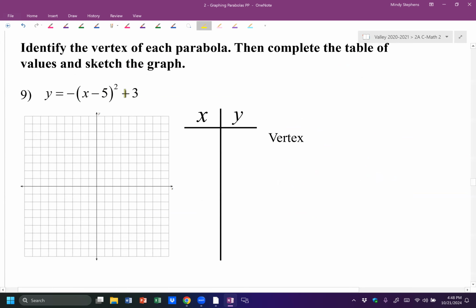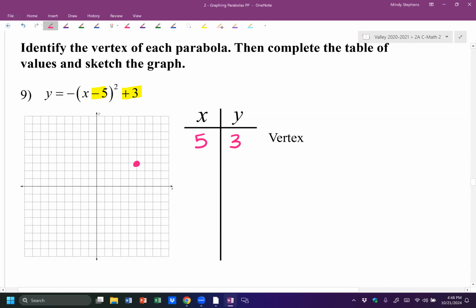So first we're going to find our vertex, which is these 2 numbers. So we change the sign of the 5. So it's going to be a +5 and a 3. So let's graph that one first. So we're going to go right 5 and up 3. So this is my vertex.